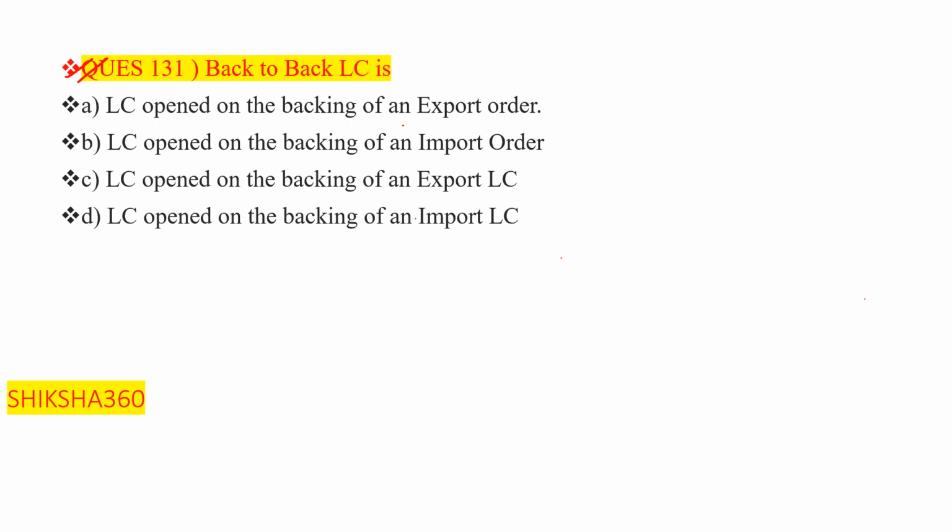The options are: LC opened on the backing of an export order; LC opened on the backing of an import order; LC opened on the backing of an export LC; LC opened on the backing of an import LC. The correct one is a letter of credit opened on the backing of an export LC. That is a back to back LC. So option C is the correct answer.